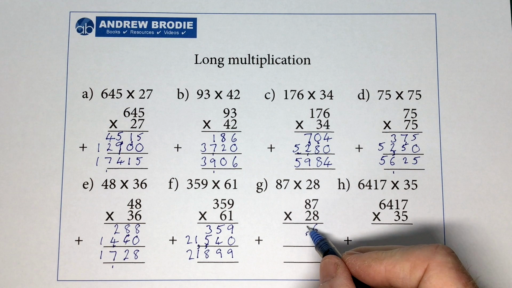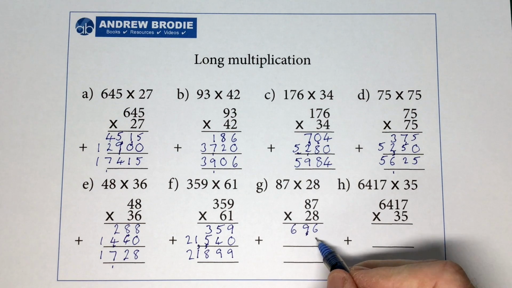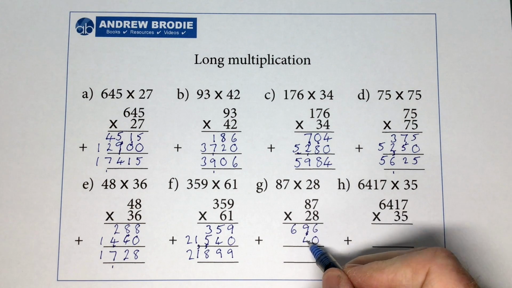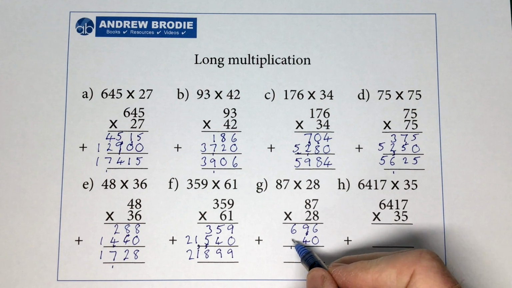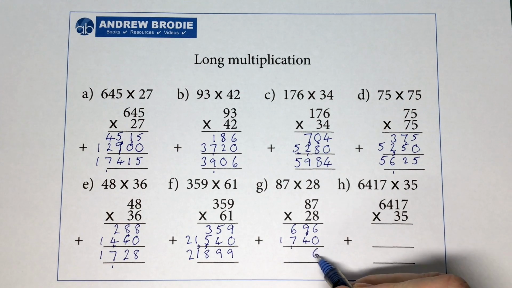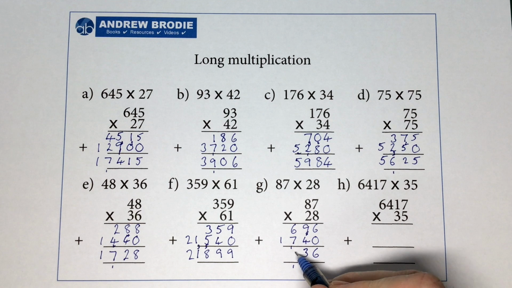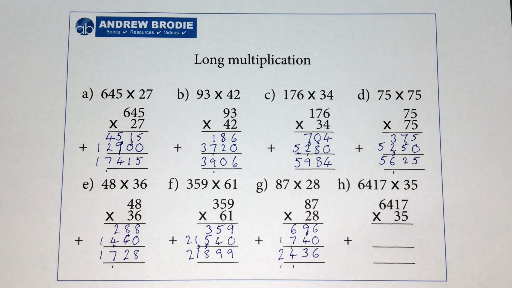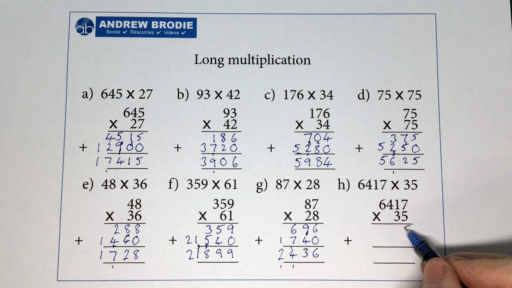7 times 8 is 56. 8 times 8 is 64. Add 5 makes 69. Put a 0. 7 twos are 14. 8 twos are 16. Add 1 makes 17. That's 6. That's 13. That's 14. That's 2. 2,436.